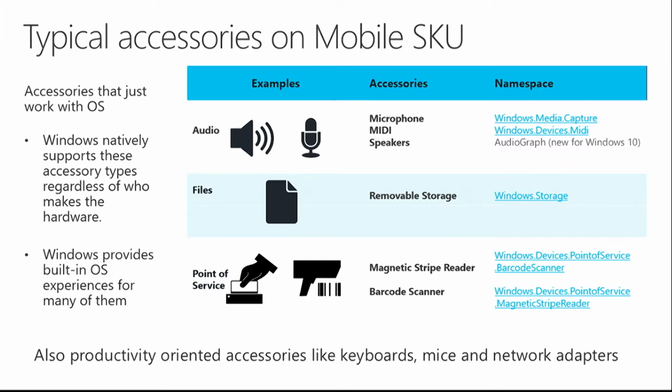Secondarily, many of these accessory types support, like browsing files or recording audio, also include built-in user experiences in the Windows mobile platform. So this slide contains a list of the accessories that are natively supported on the mobile OS SKU, which explicitly support app development. And you can see the namespaces that you can use to access them.